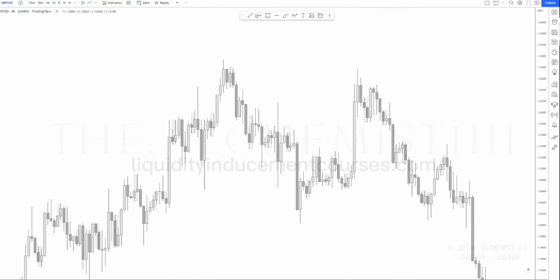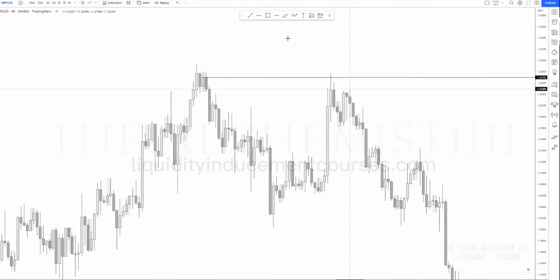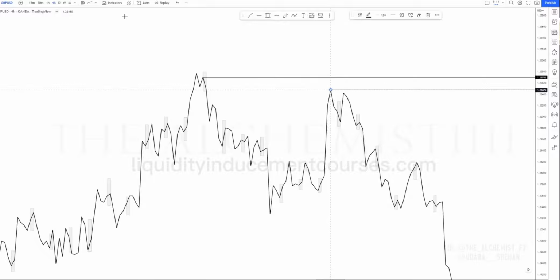Look at this one. Where did this tap into? Use the line chart, you'll have your answers. Resistance. See that? Where did this one tap into? Use a line chart. What is this? Resistance.